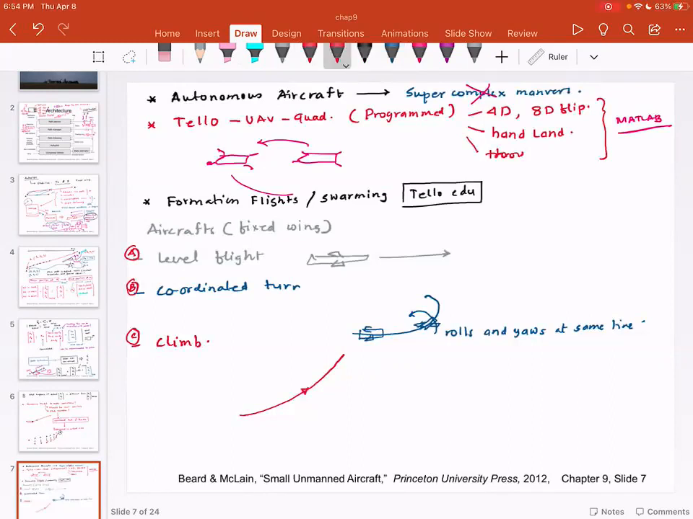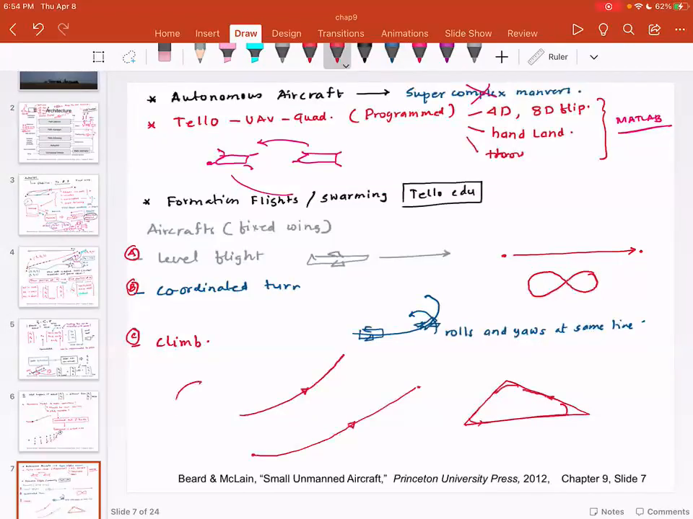At this point, what I want you to do is think about potential paths you can achieve with these maneuvers. Say, for example, if you want the aircraft to go from point A to point B, if you want your aircraft to perform a triangle, then you can have a level flight, then a coordinated turn, then again a level flight, a coordinated turn, a level flight, and a coordinated turn. Or if you want your aircraft to go from point A to point B, you can have a climb. If you want to perform a figure eight, it's like two coordinated turns together. If you want the aircraft to loiter, you can have just the coordinated turn. If you want your aircraft to go up and down, this is nothing but the variation of climb, which is positive and negative climb.